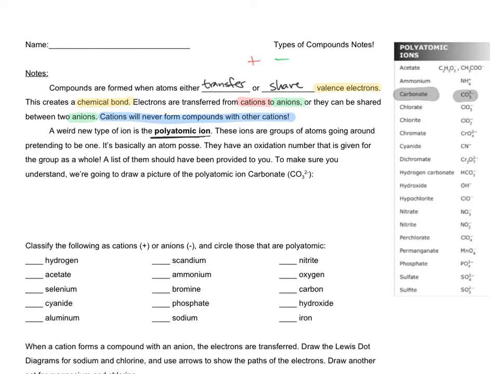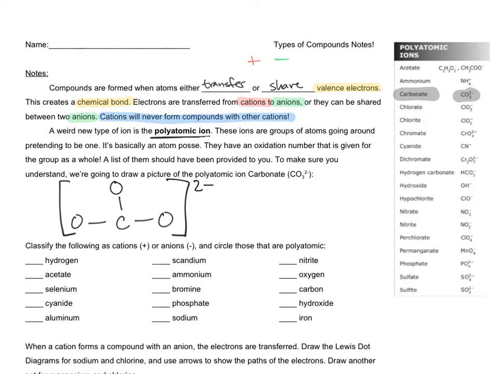There is carbonate, CO3 with a -2 at the top. So what that basically means is that you've got 1 carbon that is stuck together with 3 oxygens. That's why it's CO3, because there's 3 oxygens. And together as a whole group, they're going around trying to find 2 electrons to steal. They all together want to steal 2 electrons. They're missing 2. So they've got a little 2 negative as their oxidation number.